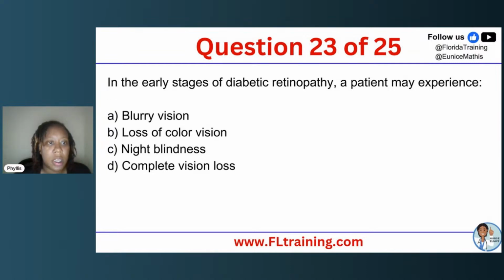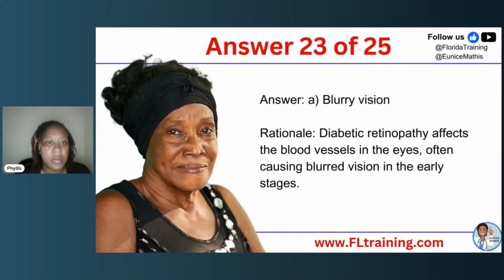All right, let's go ahead and reveal the answer. If you chose A, you are absolutely correct. Blurry vision. Diabetic retinopathy affects the blood vessels in the eyes, often causing blurred vision in the early stages.